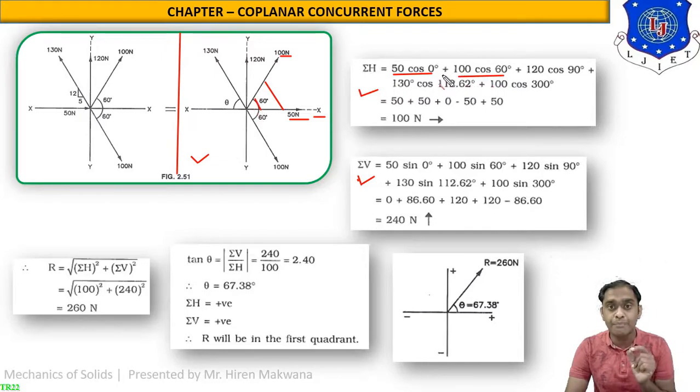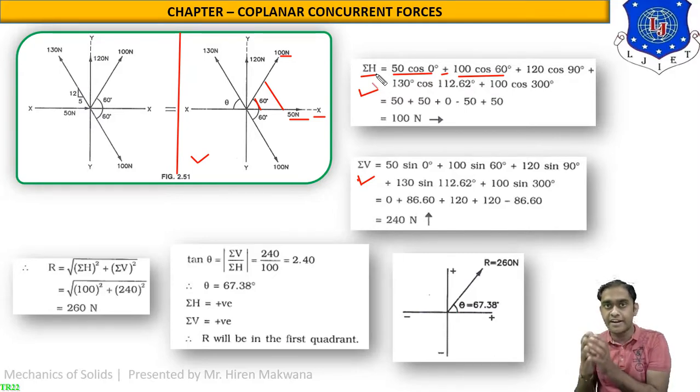Why the plus sign in between any two values? Because it is sigma h. Sigma means what? A summation. So while doing the summation, all the values should be added.